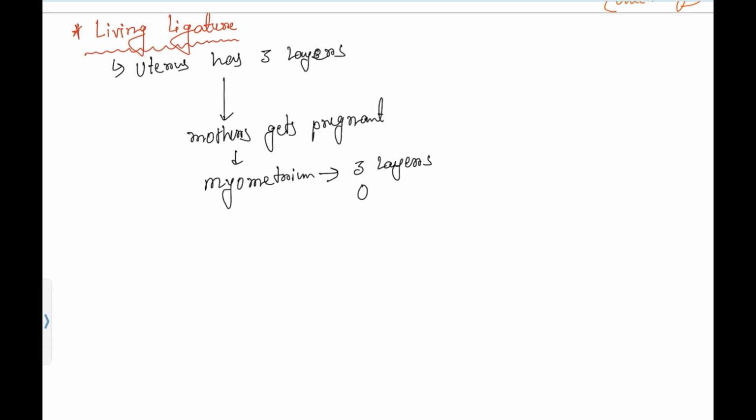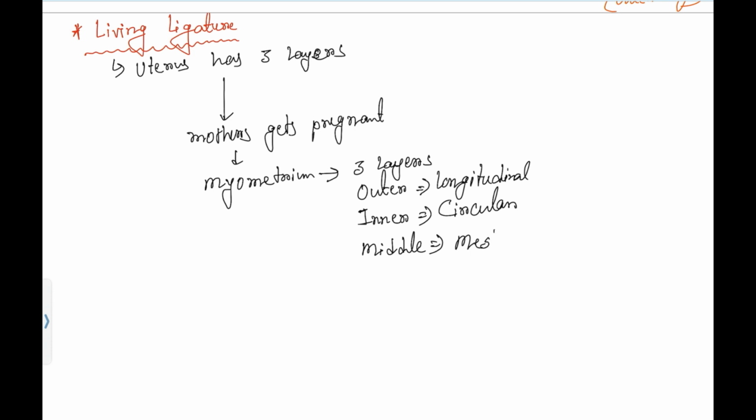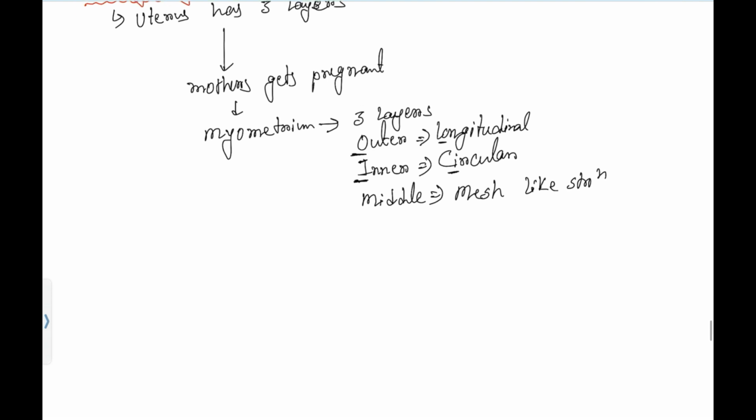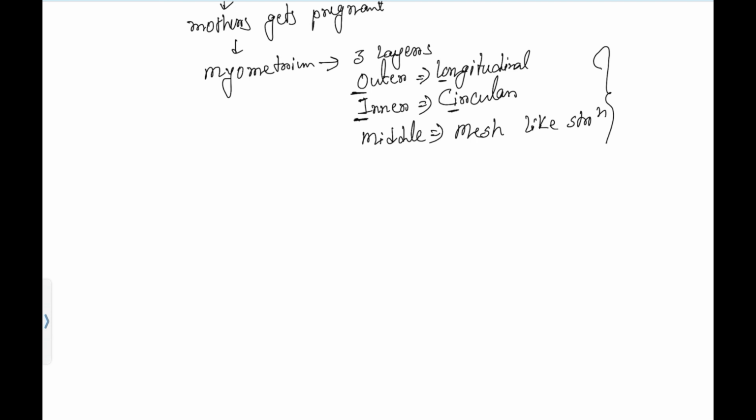So how will you remember? The outer layer of the myometrium is longitudinal in nature, the inner one is circular, and the middle one is a mesh-like structure. Outer has O, here also O; inner has I, here also I. So inner is circular, outer is longitudinal fiber, and the middle is a mesh-like structure. Okay, now all these layers' fibers also get increased.